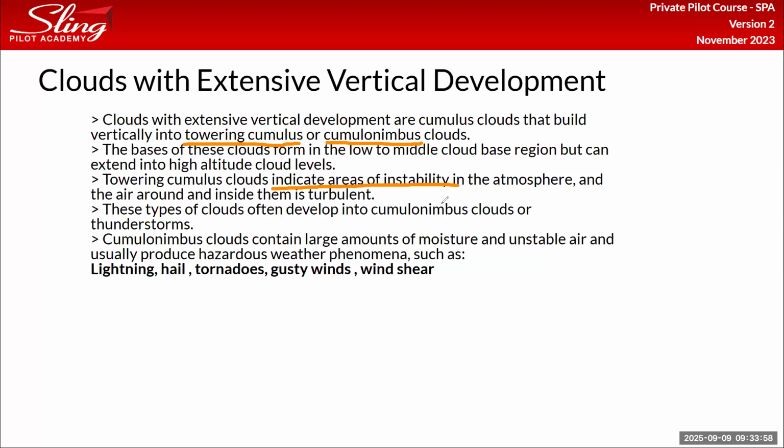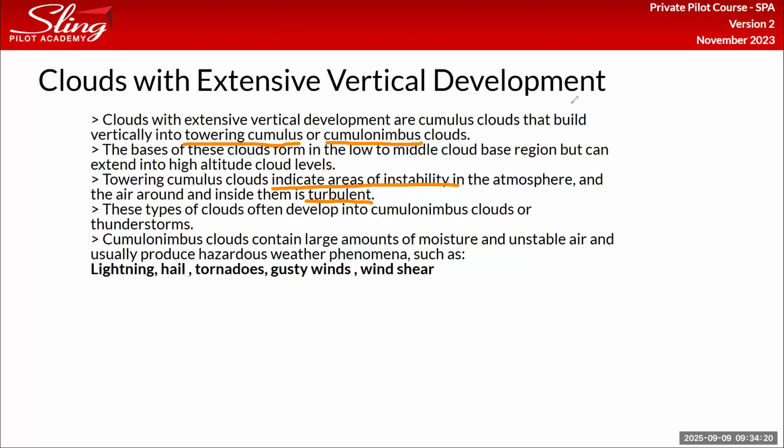Its ability to resist vertical motion. So if there is extensive vertical development, it's not resisting vertical motion at all. It's unstable. So towering cumulus clouds indicate areas of instability in the atmosphere. Inside them is very turbulent.